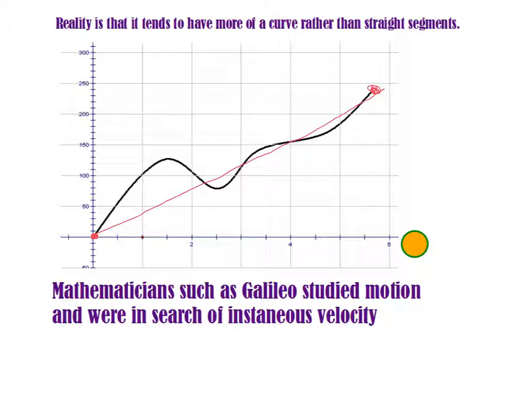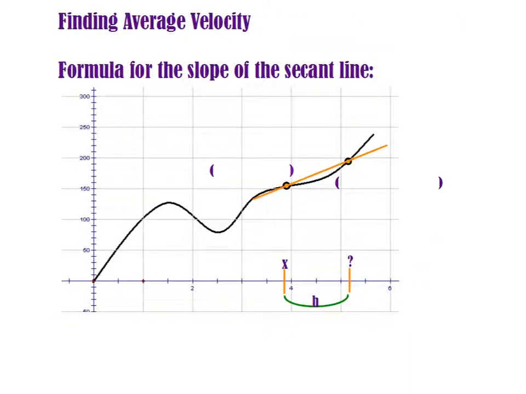Mathematicians were trying then, okay, so instead of finding this average speed from start to finish, or even from here to here, and finding an average over that short little piece, Galileo was one of the mathematicians that was really in search of an instantaneous velocity rather than an average velocity. Let's start off though and break this down, and let's look at the average velocity.